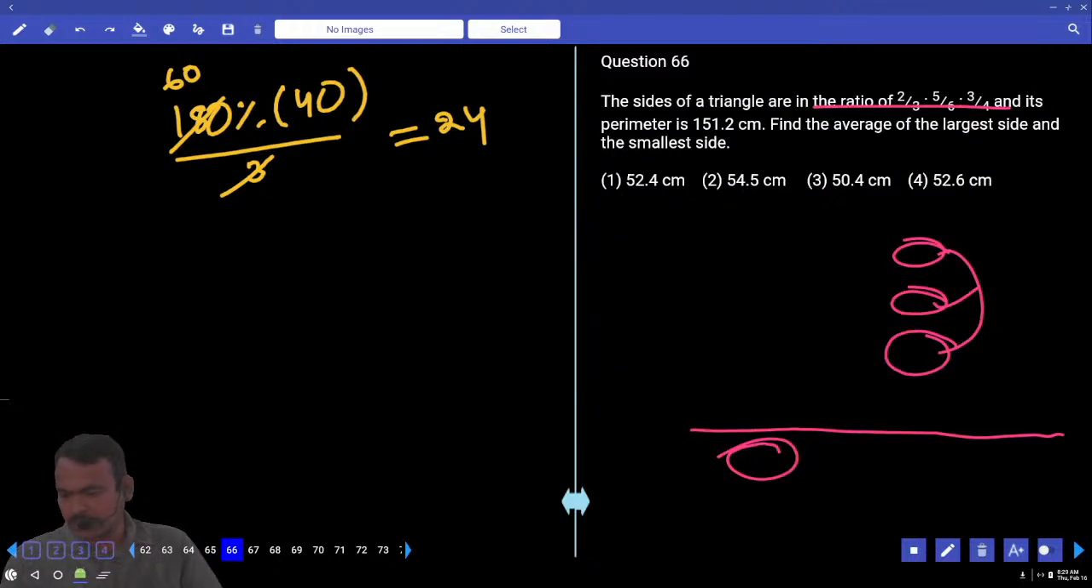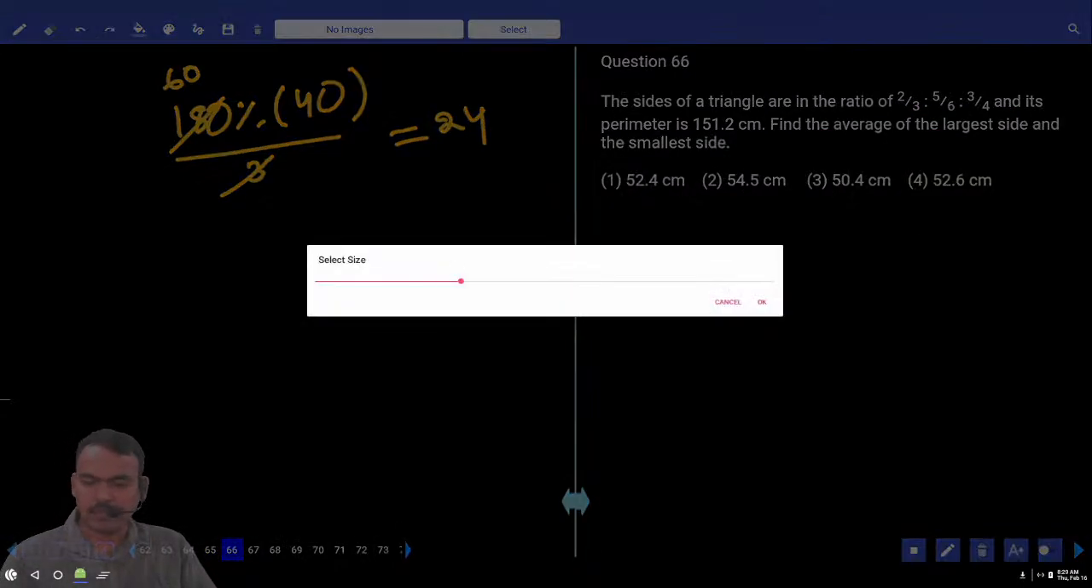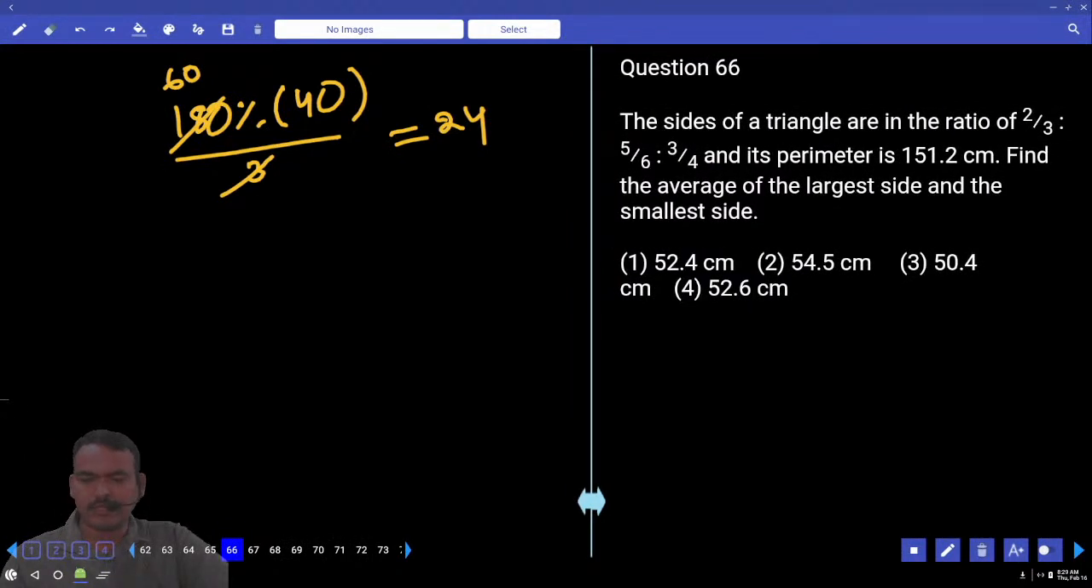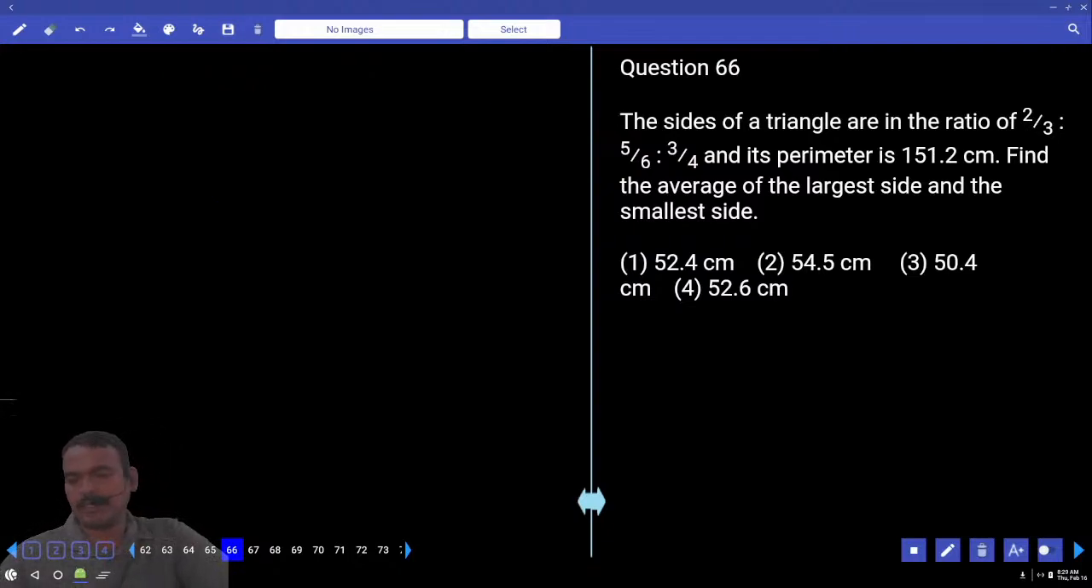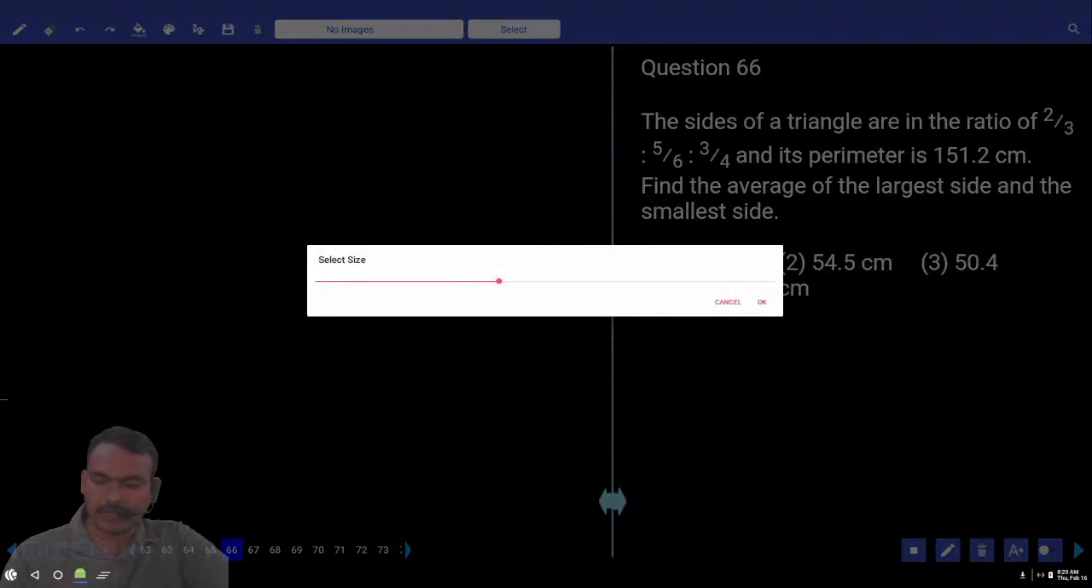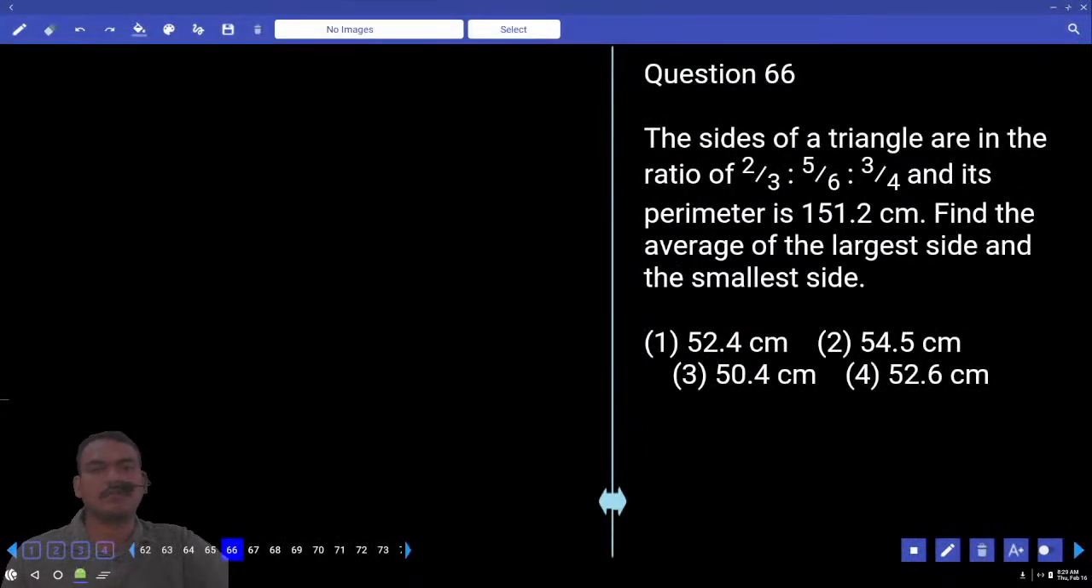Next question, number 66. The sides of a triangle are in the ratio 2/3 is to 5/6 is to 3/4, and its perimeter is 151.2 centimeters. What is the average of the largest side and smallest side? All are given in fractions, or not? First, fractions are converted to integers, or not?